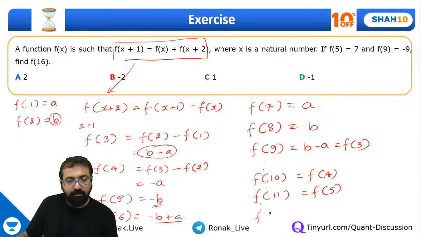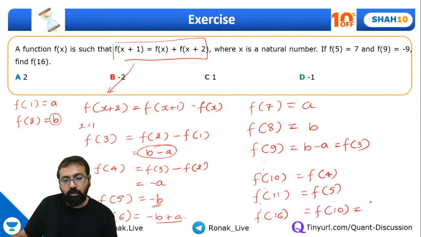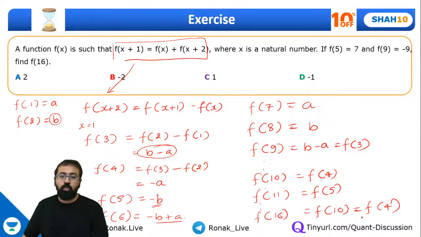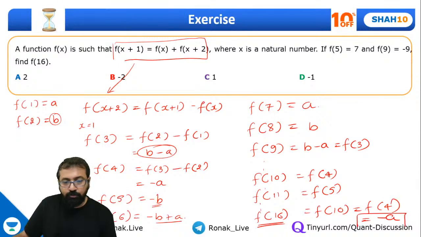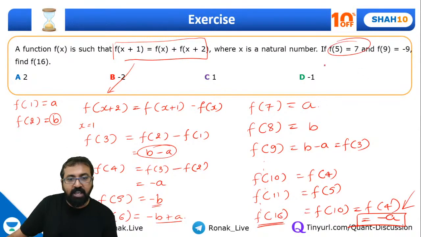Same way, f of 16 will be equal to f of 10, and further f of 10 is equal to f of 4. So this is what we need to find out. We need to find out f of 16, which is equal to f of 4. What is f of 4? It's minus a. So we need to find out the value of minus a. Now I know f of 5 as 7. What is f of 5? Minus b. So I can say minus b is equal to 7. So b equal to minus 7.